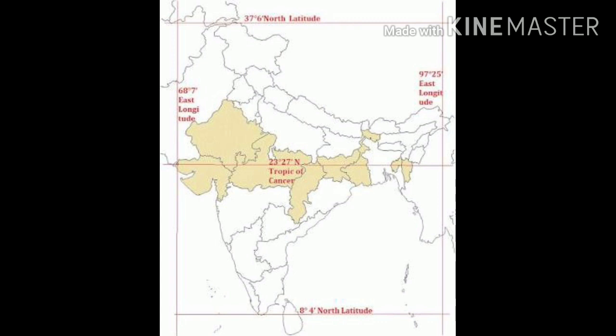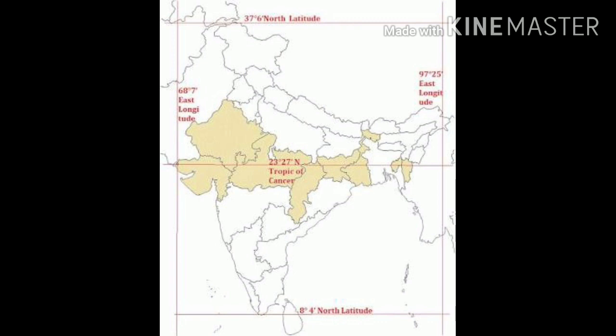Then another important thing, the Tropic of Cancer, which latitudinal value is 23 half degree north, divides our India into two equal parts. And this Tropic of Cancer passes through 8 states of our India, that is Gujarat, then Rajasthan, then Madhya Pradesh, then Chhattisgarh, then Jharkhand, then West Bengal, Tripura and Mizoram. You have to remember this one also, the name of these 8 states.